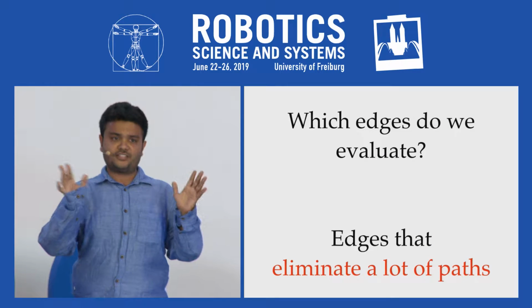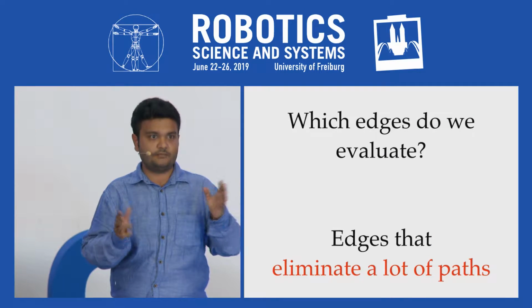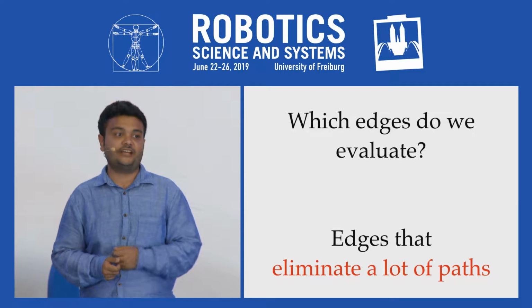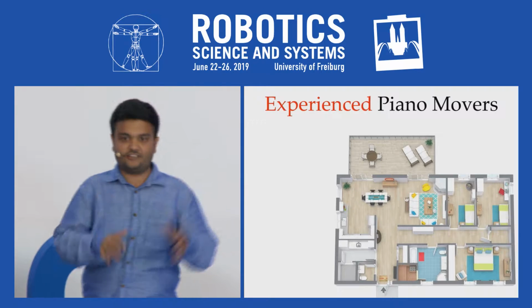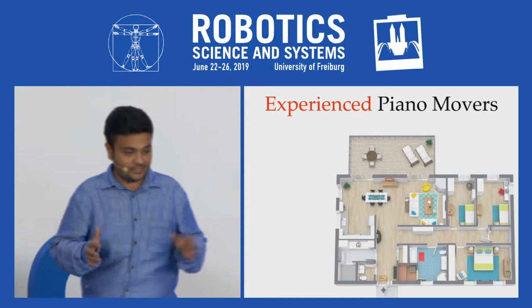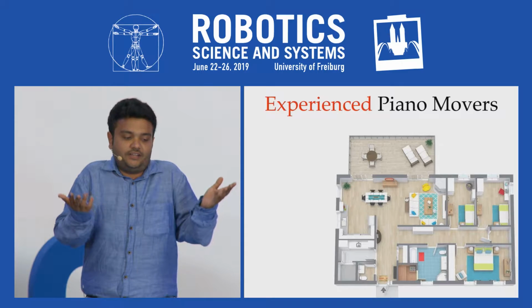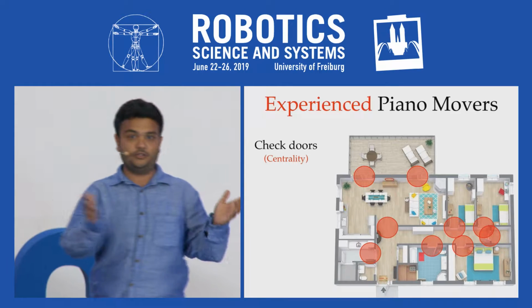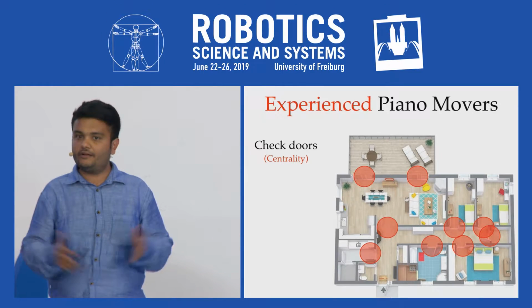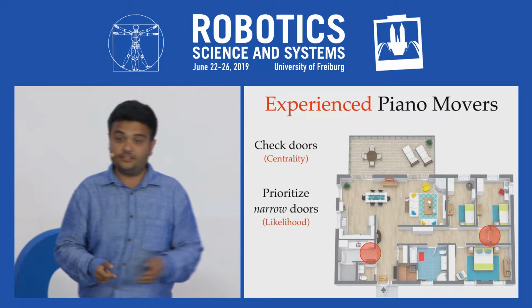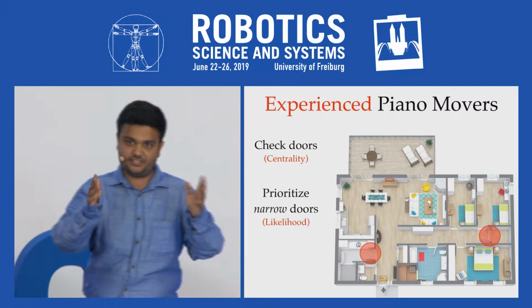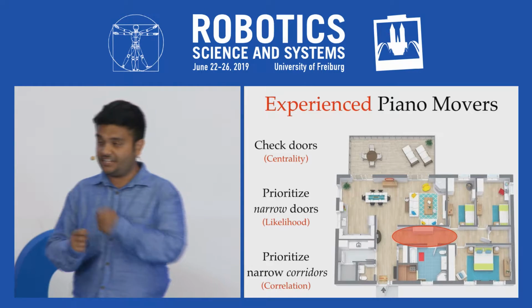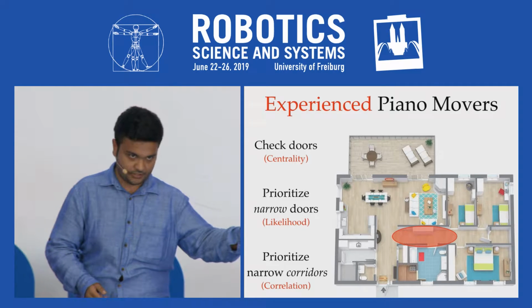So using the first edge on the path is good, and there are many heuristics that exist, but the question is, what is a good efficient selector? And the answer is that an efficient selector eliminates a lot of paths quickly. To think of this, think of moving a piano in a new house. Which edges would you want to evaluate here? Well, you probably want to check the doors first, because a lot of paths pass through the doors. And you might want to prioritize narrow doors, because then you probably don't have to check inside the rooms, because these are likely in collision. And you would want to prioritize narrow corridors, because edges here are correlated, and they will better inform your posterior over the other edges.